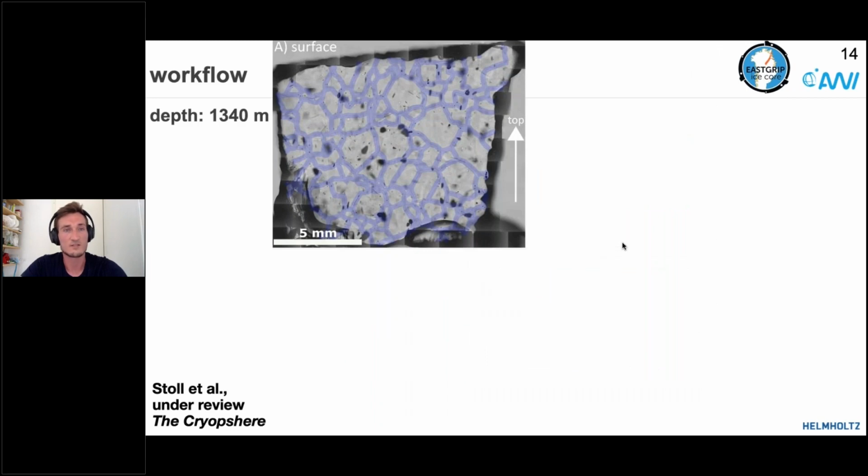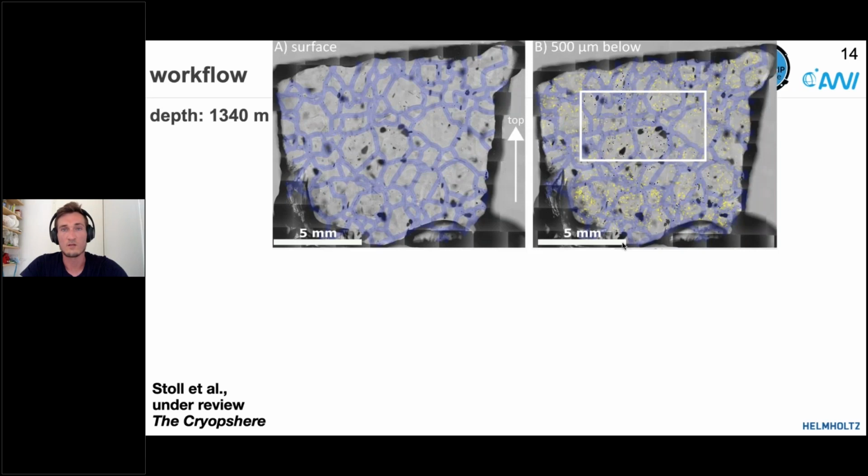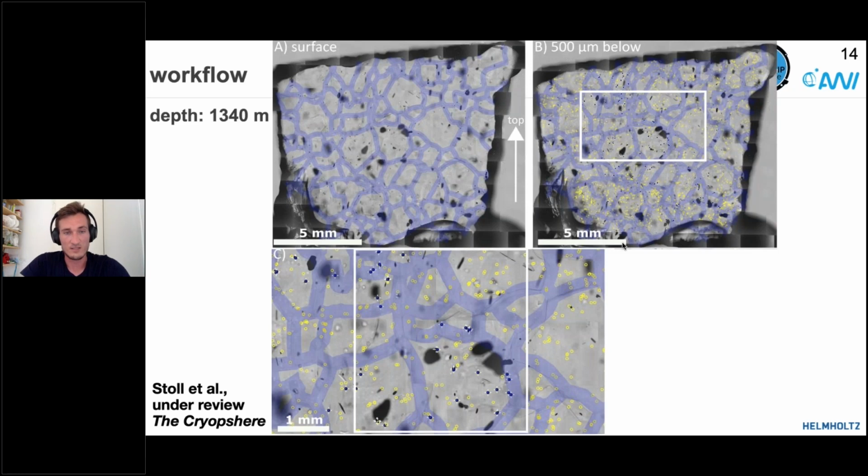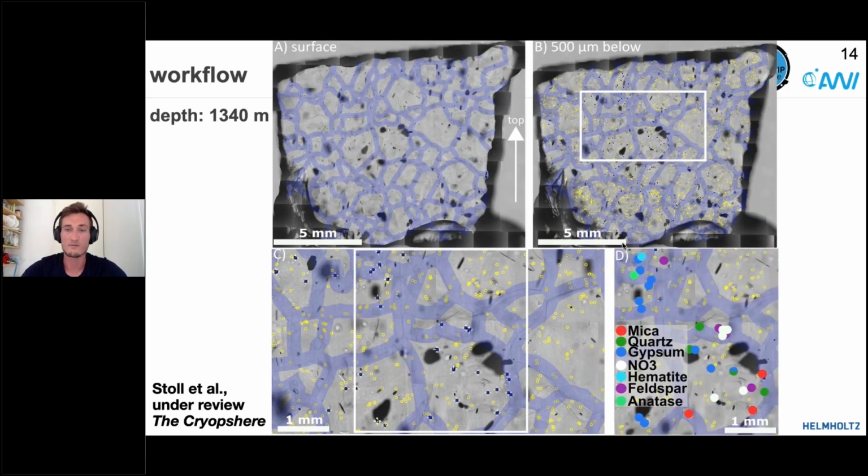Okay, this slide just shows the workflow again. So first you do the surface scan, you analyze the grain boundaries and map them. Then we go below the surface, map the inclusions in the sample, and then we go into details and do our Raman spectroscopy and try to measure as many of those inclusions as possible. And this is what you get in the end. You get a map of grain boundaries, of inclusions, and of identified minerals. So here you can see some gypsum inclusions, some quartz, some mica, some nitrate, hematite, feldspar, and so on. This is basically the workflow for our samples.